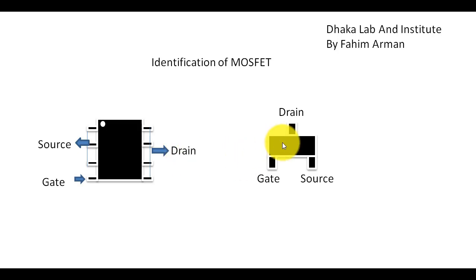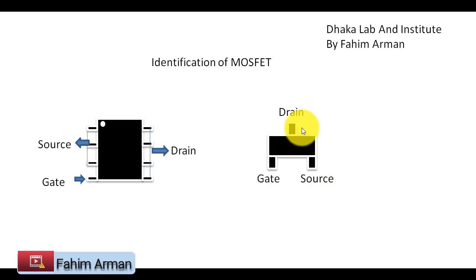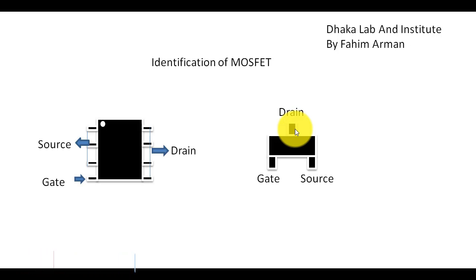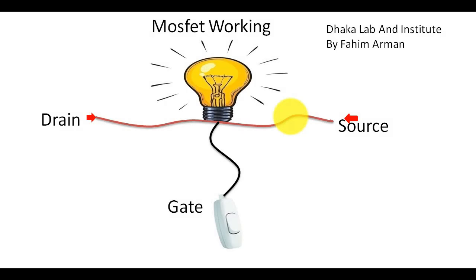So you will also see this type of MOSFET. For this type of MOSFET, the first pin on the left side is gate, the right side is source, and the middle upside pins are drain. So when you see a MOSFET, you will find that structure. And now we will see how a MOSFET works.